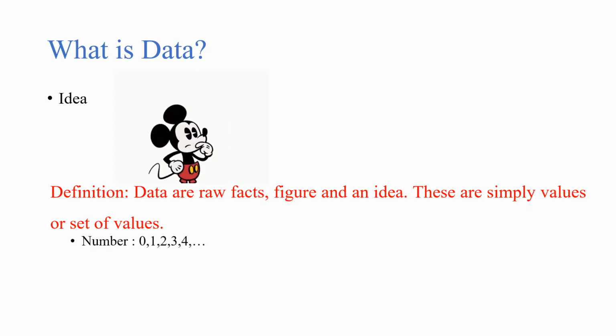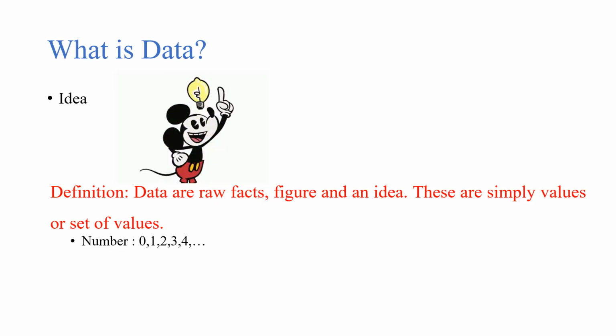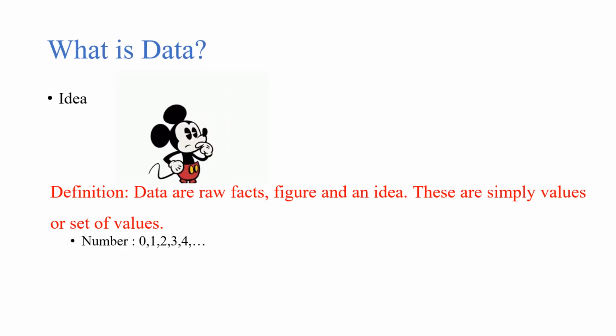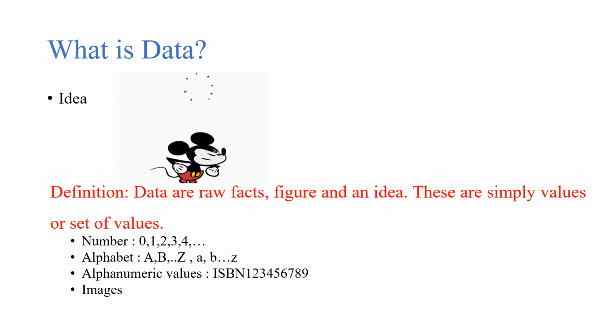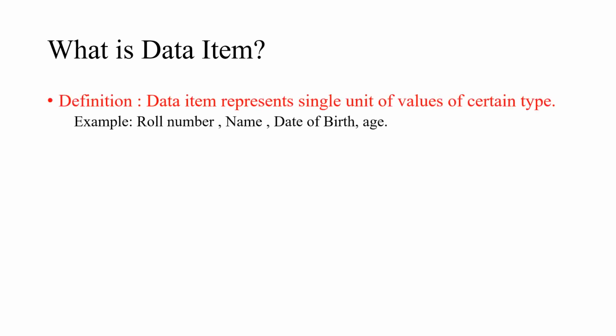These are simply values or sets of values. All these are in the form of numbers, alphabets, alphanumeric values, images. Now let's understand what is a data atom. The definition of a data atom is: a data atom represents a single unit of values of a certain type.